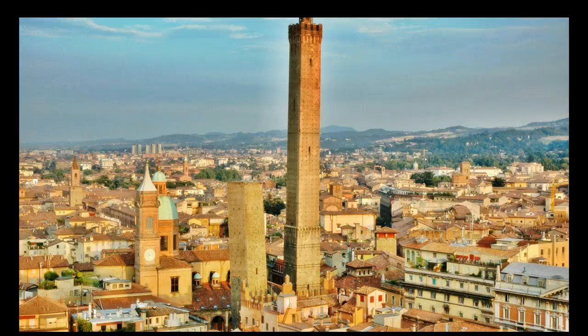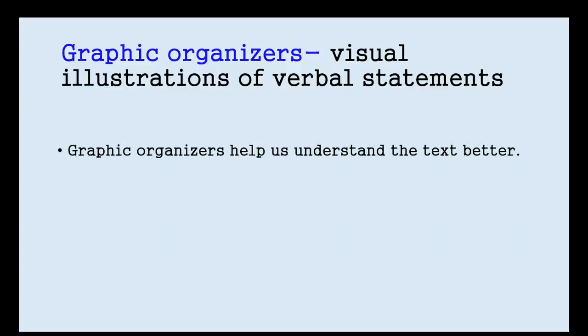We can do the same thing with a text. And the way we do that is to use a visual organization of the text, more like a picture or a graph. And we can use things called graphic organizers to help us organize a text and see it from the top down. Graphic organizers are visual illustrations of verbal statements, and this PowerPoint is going to be about how to use those. They help us understand the text better.